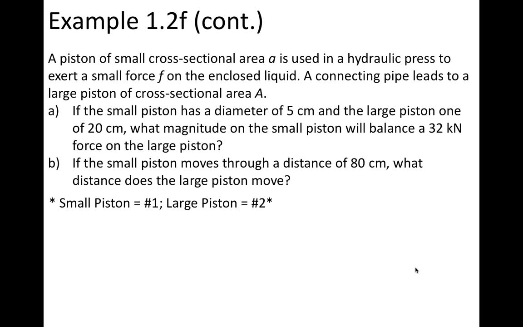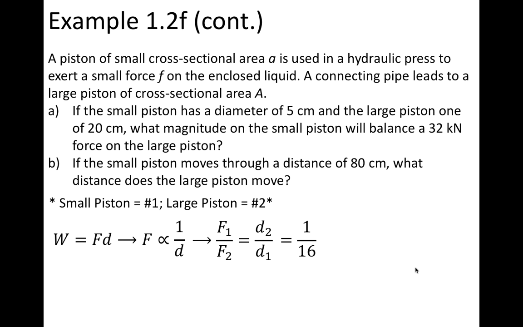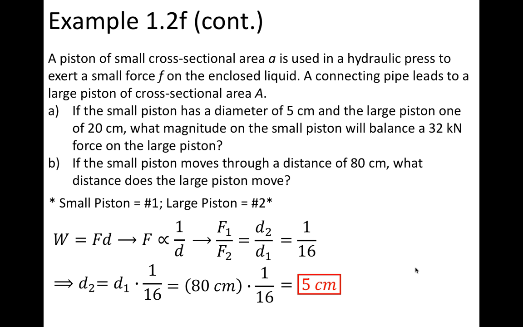Part B states that the small piston moves through a distance of 80 centimeters, and it asks us to determine the distance that the large piston moves. If we assume that there's no energy loss due to friction, the work out will be equivalent to the work in. Because work is force times distance and the work is constant, that's going to imply that force is inversely proportional to distance. We can use this relationship to set up a scaling equation. The ratio of forces is going to equal the inverse ratio of distance, which is that ratio of 1 to 16. So the large piston will move 1/16 the distance that the small piston moves, or in this case, 1/16 of 80 centimeters, or 5 centimeters.